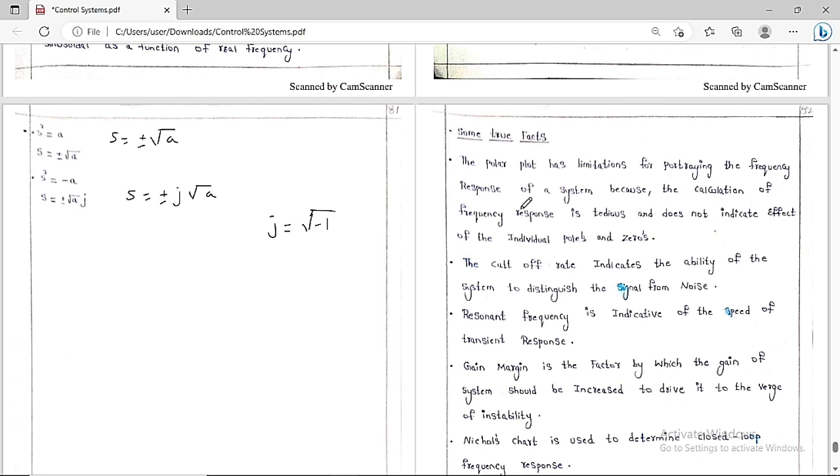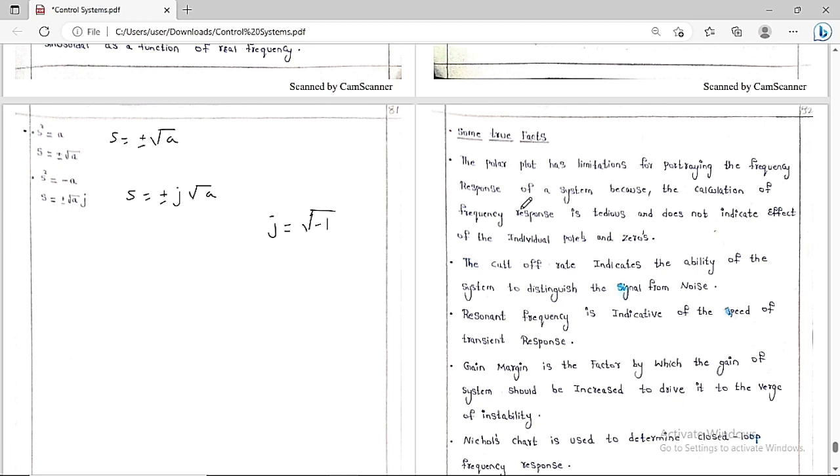So basically we are going to keep the cutoff in order to distinguish which is the signal and which is the noise. So the cutoff rate is basically going to indicate the ability of the system to distinguish the signal from the noise. So with the help of cutoff rate, we are going to distinguish which is the signal and which is the noise.